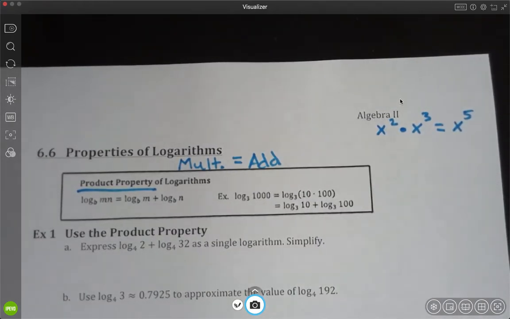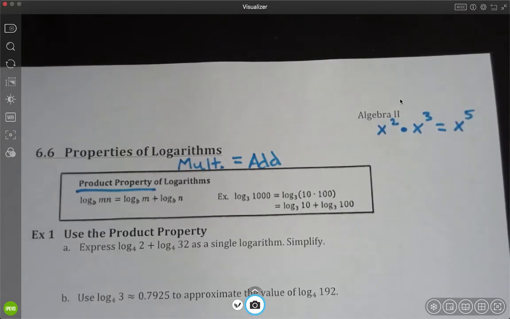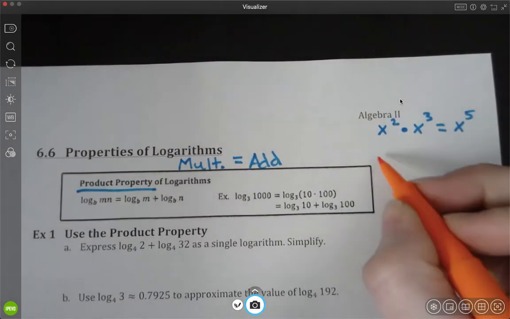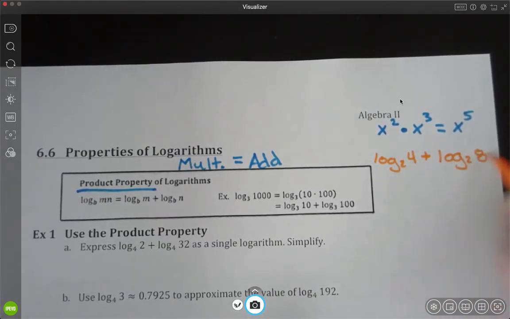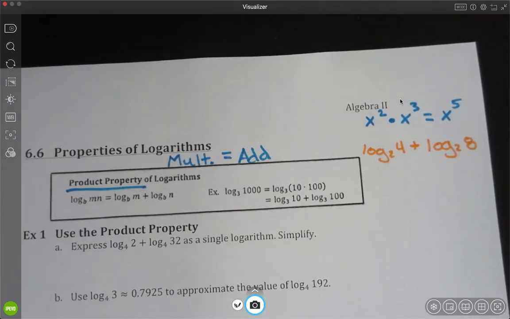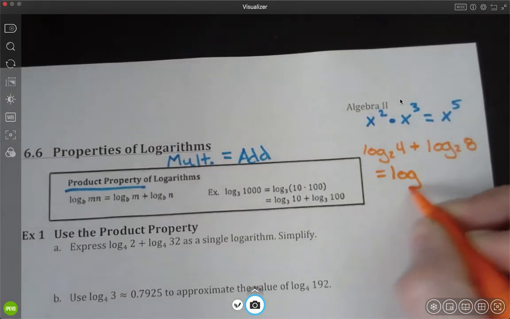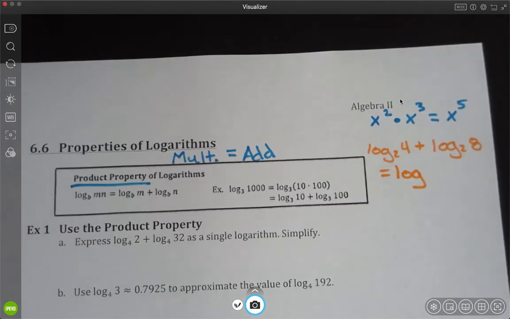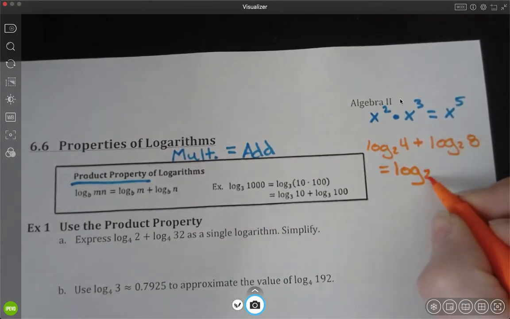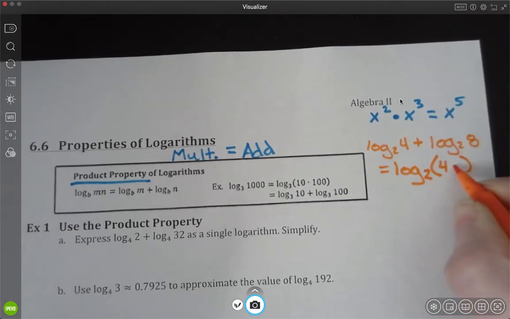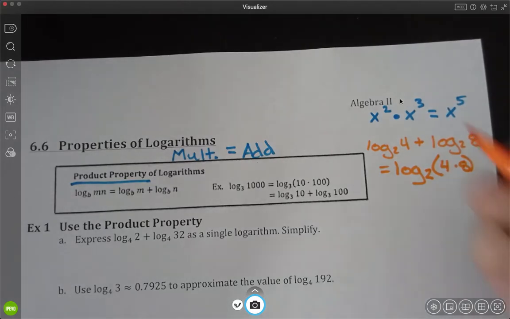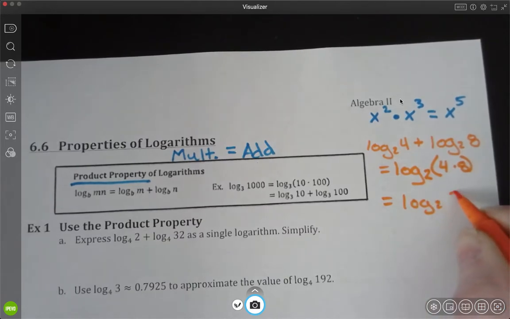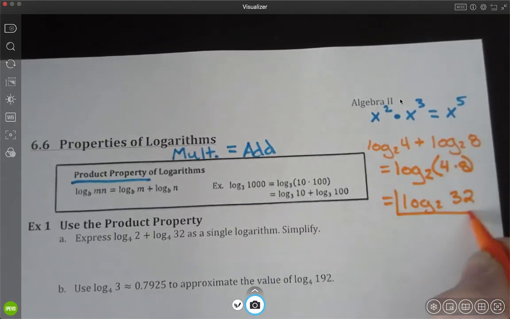Now, if we have two logs and we're trying to add them, I'm going to flip to logarithms. Let's say I have log base 2 of 4 and I'm adding it to log base 2 of 8. In this case, we're trying to write it as one log. It will stay log base 2, but you're going to multiply the 4 and the 8 together. So what will become is log base 2 of 32. That's how you will put them together. What happened to the other log base 2?